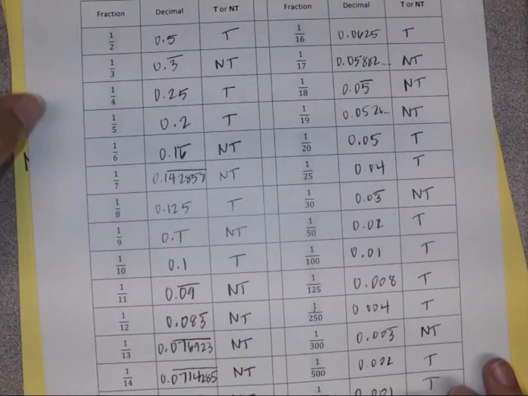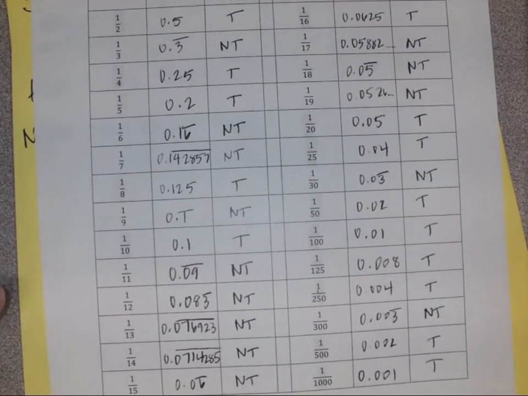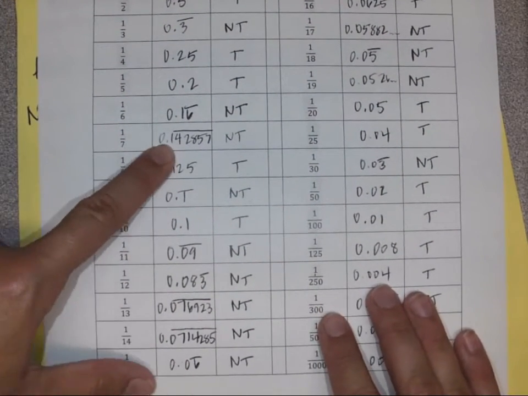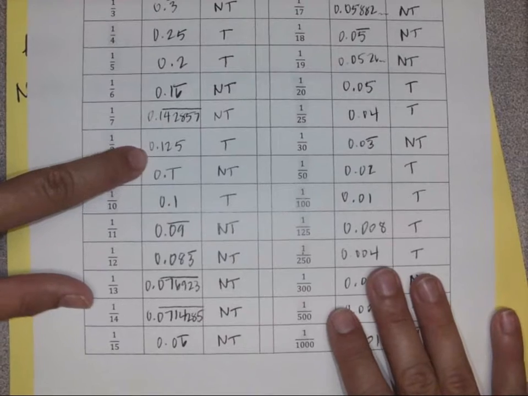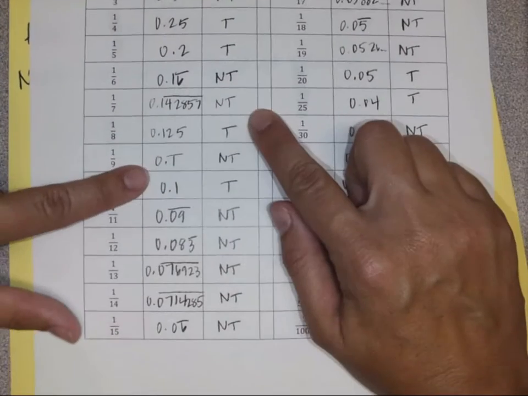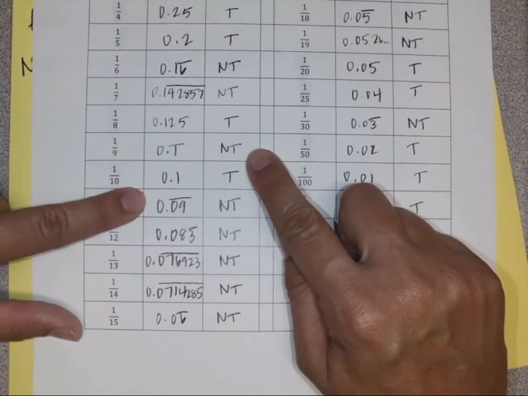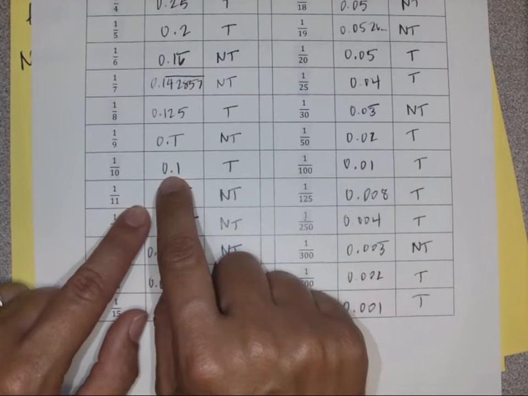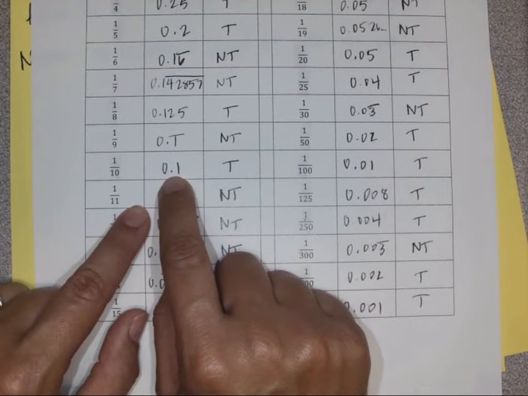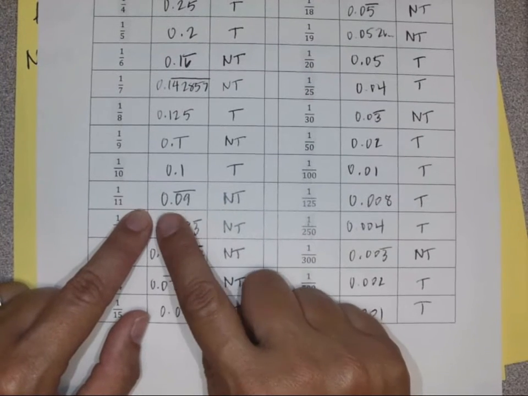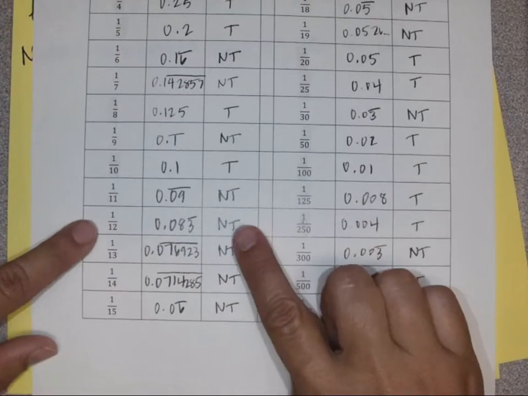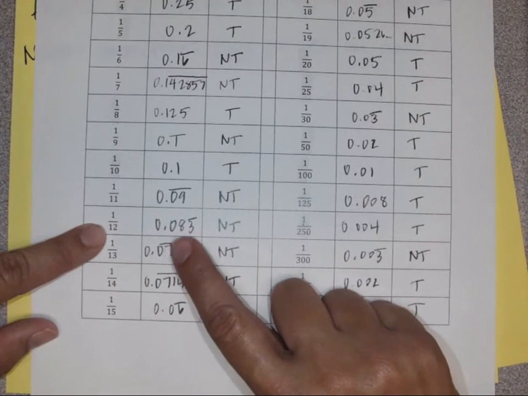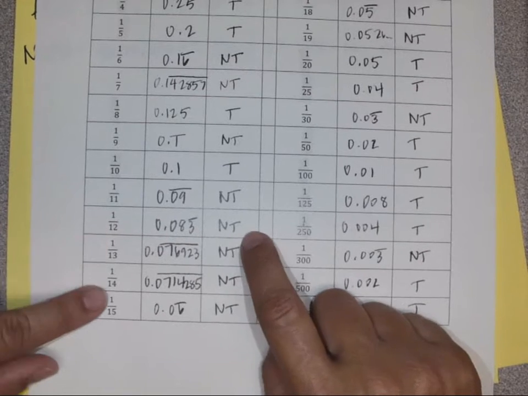And now that you're back, here are the solutions. We stopped at 1/7. 1/8 is 0.125, terminating. 1/9 is 0.1 repeating, non-terminating. 1/11 is 0.9. Oh, did I say that one? 1/10 is 0.1, it's terminating. 1/11 is 0.09 repeating, non-terminating. 1/12 is 0.08, the 3 is what repeats, non-terminating.